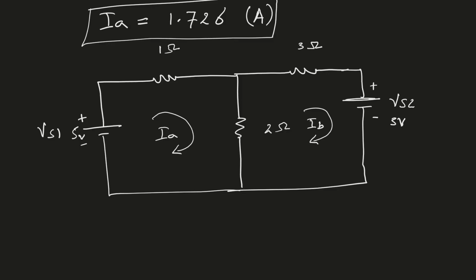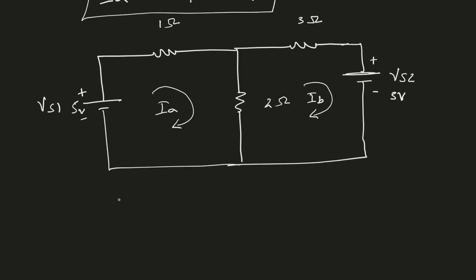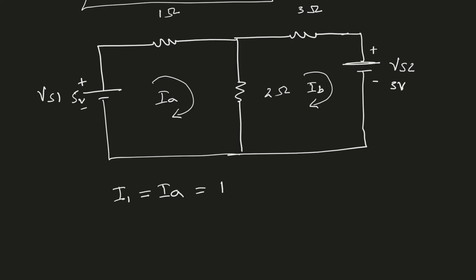Okay, so now what is the current in R1 over here? You can see that the current in R1 is equal to IA. So the current in R1, I'm just going to call it I1, is equal to IA. So therefore this is 1.726 amperes. So this much current flows in this resistor. Let me call this one I1. I1 is the same as IA.